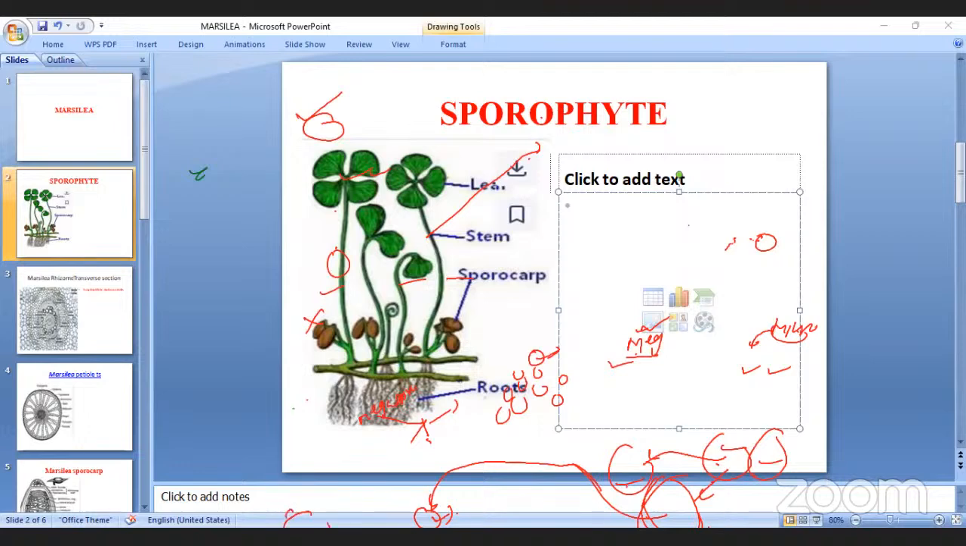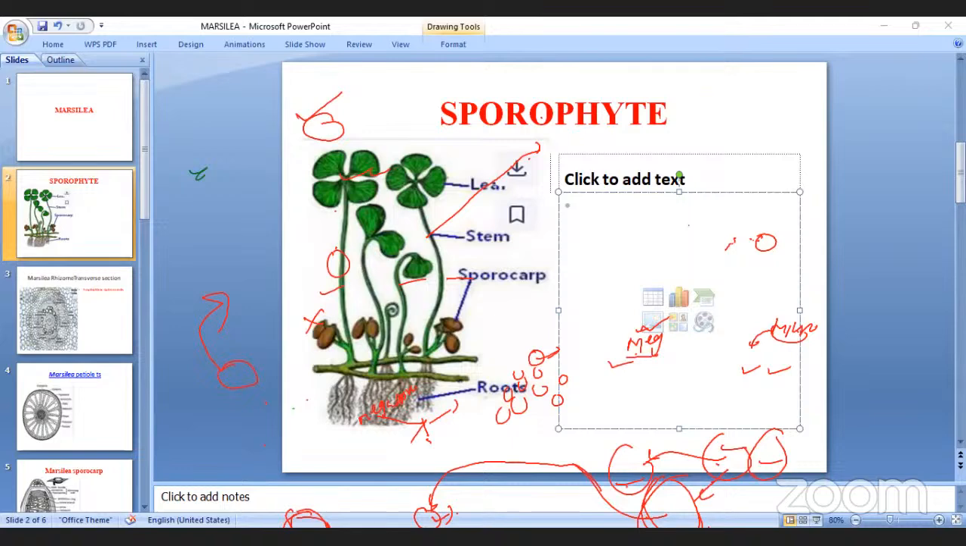What happened automatically here? The zygote divided and formed the embryo. This embryo further developed into the sporocarp. That's it. So this development is endosporic, not outside. When you see Equisetum and Lycopodium, the gametophyte is visible outside, but not in Marsilea. It is not developed outside, it developed inside the spore. So that is called endosporic.